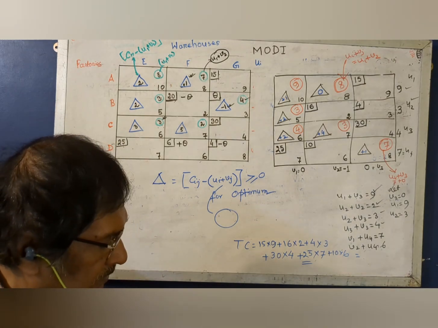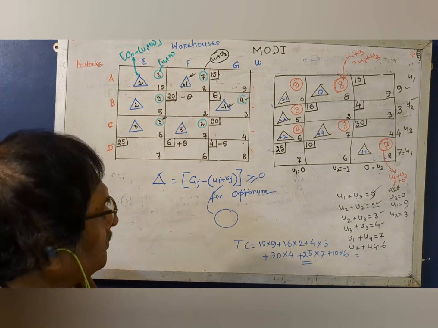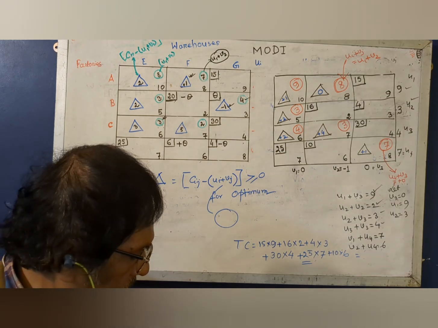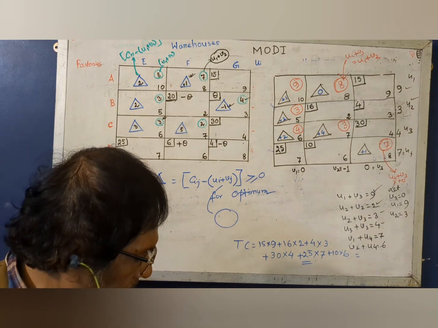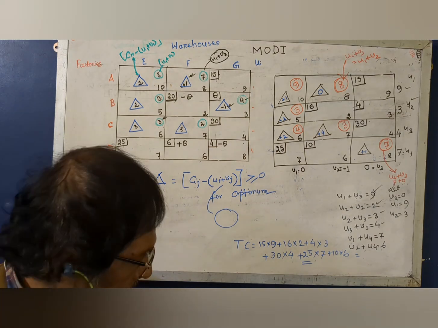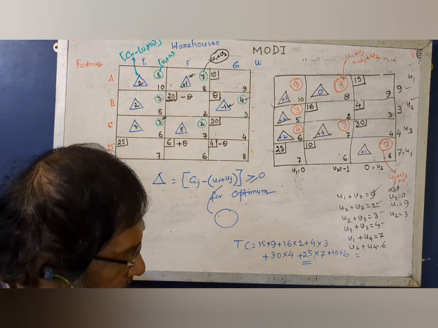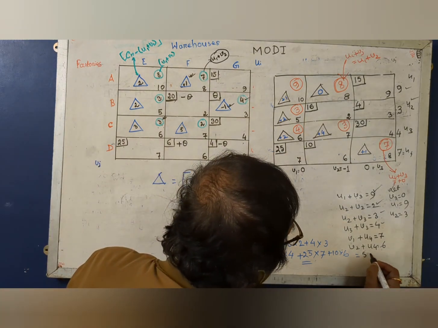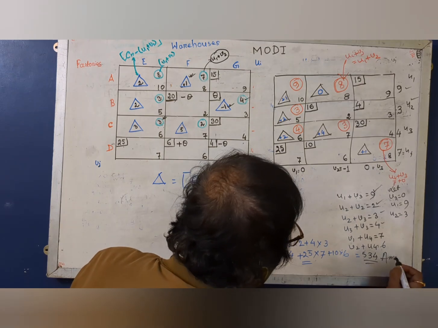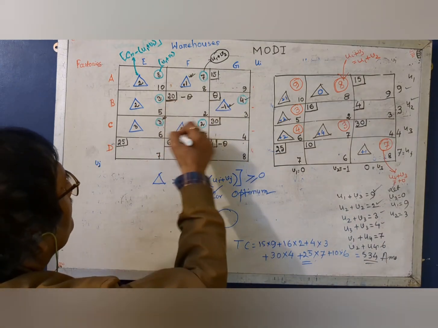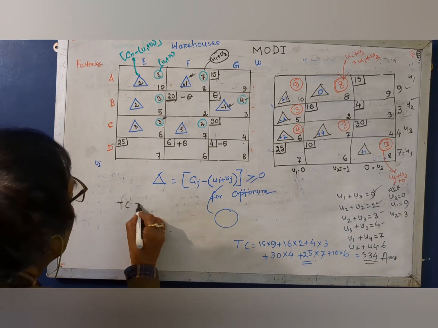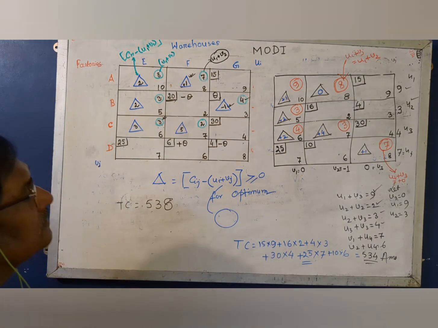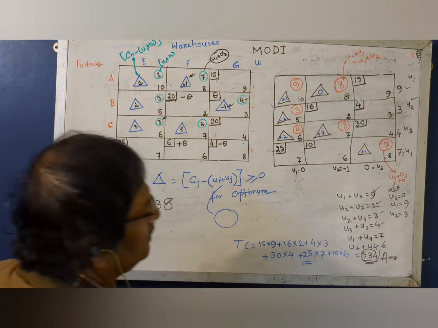Have to calculate 15 into 9 plus 32 plus 12 plus 120 plus 25 into 7 plus 16, and the total is 534. This is the minimum transportation cost. But in the previous level, as per that allocation, the total cost was 538. That means after changing the allocations, this is the advantage. They have reduced the cost by rupees 4.